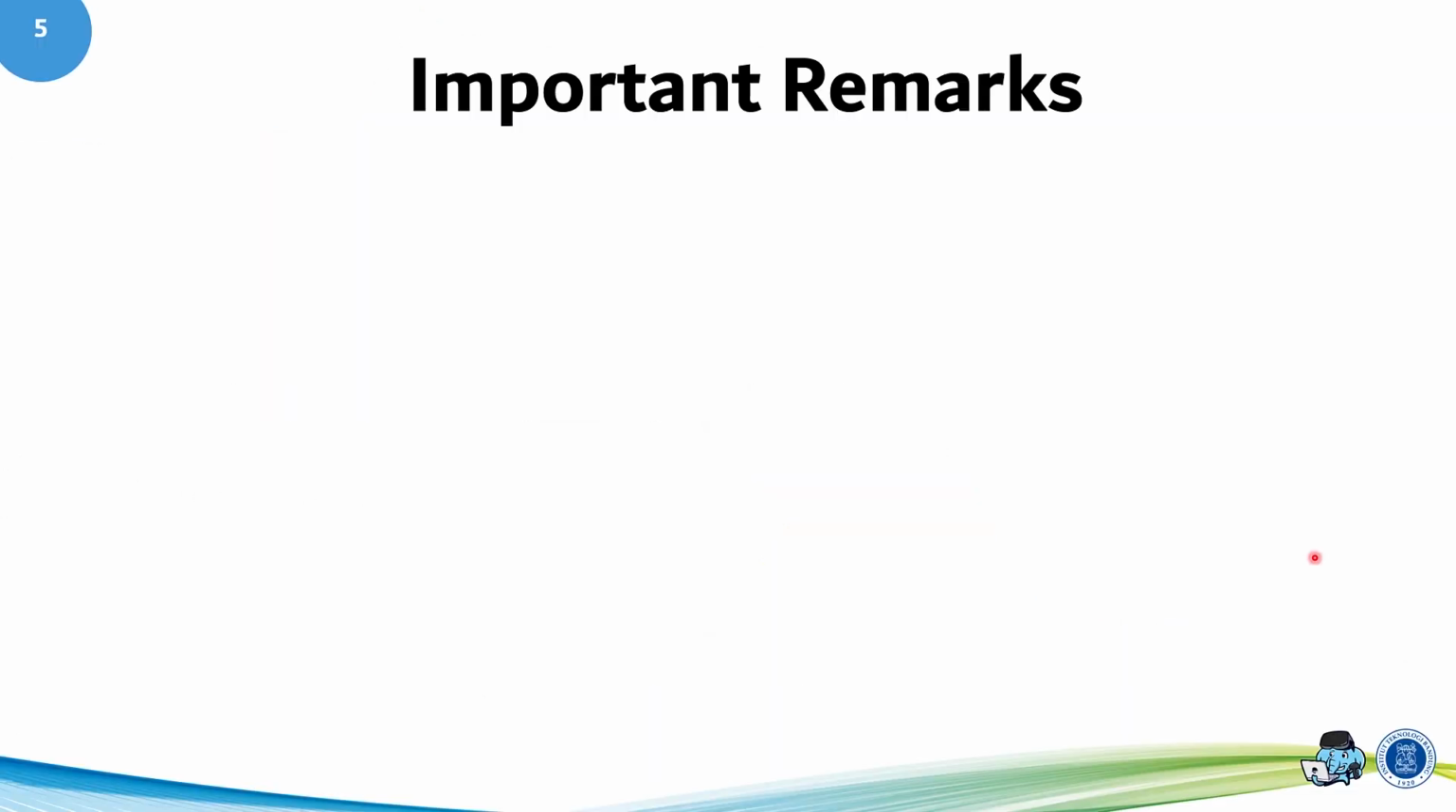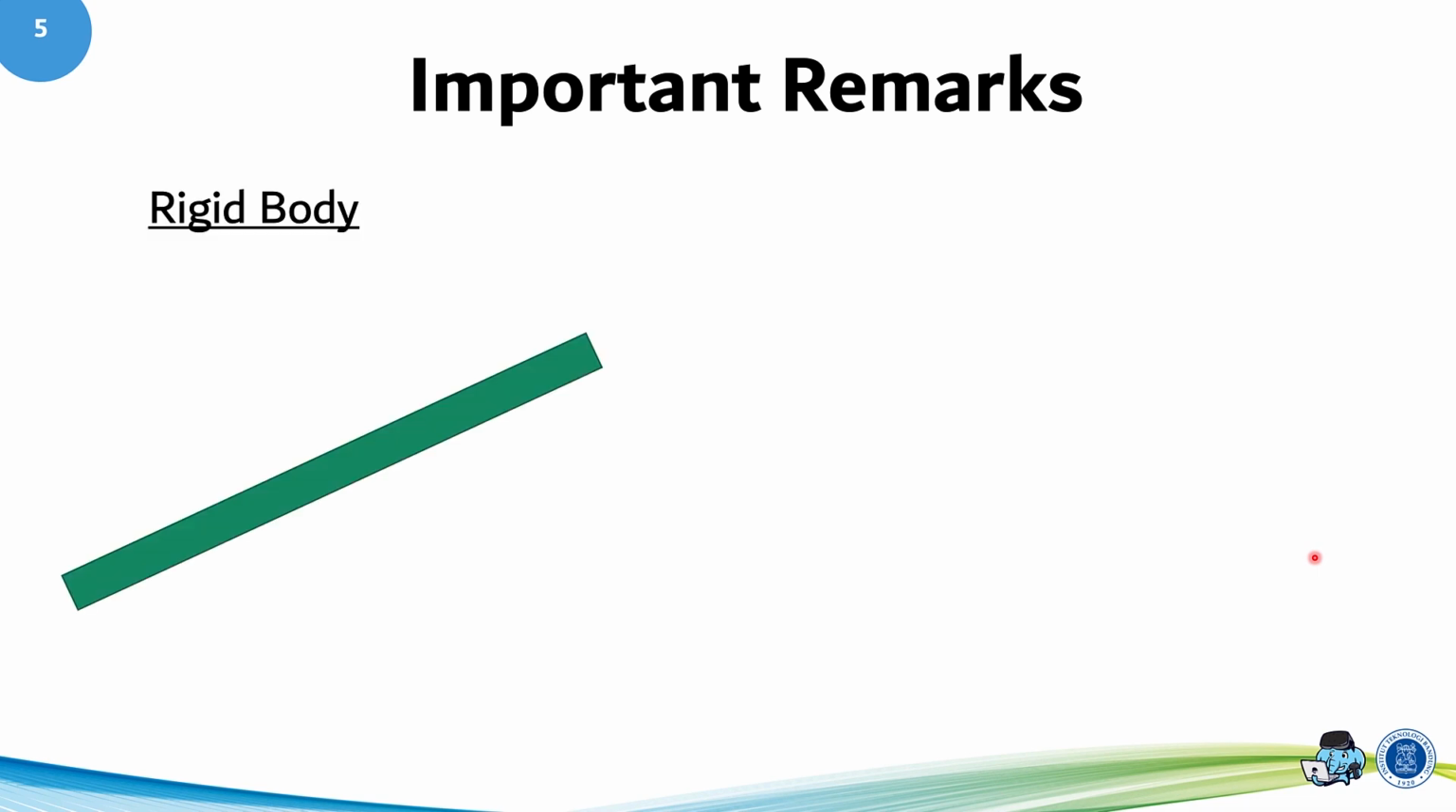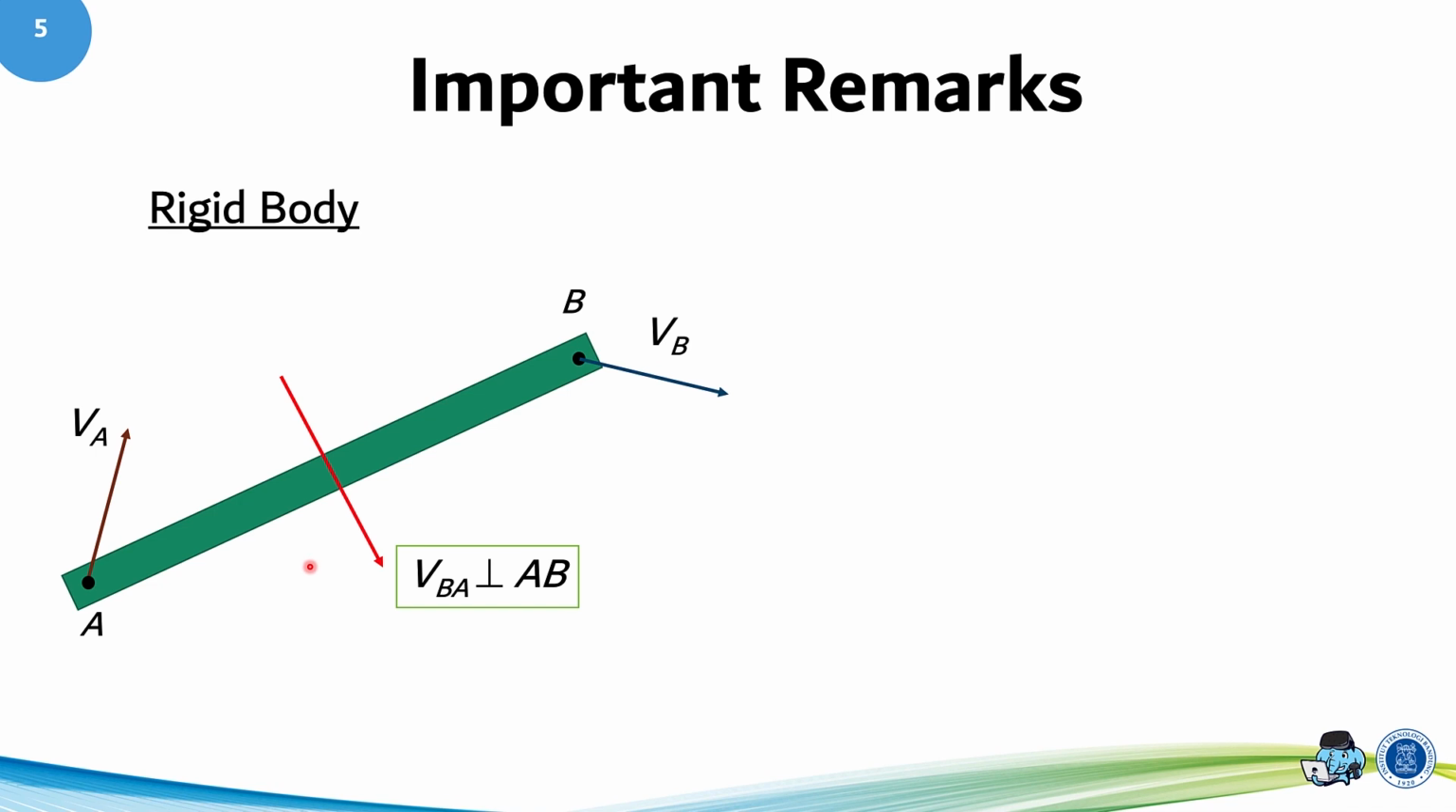Thank you. So, do you get the idea of those two fundamental concepts? I will conclude with two important remarks here. The first one is about the rigid body. We have the rigid body AB with a joint at each end. At joint A, we have the velocity VA, and at joint B we also have the velocity VB. Because of different velocity at joint A and joint B, there is a relative velocity VBA. The direction of the relative velocity VBA is always perpendicular to the line AB because of the first fundamental concept.